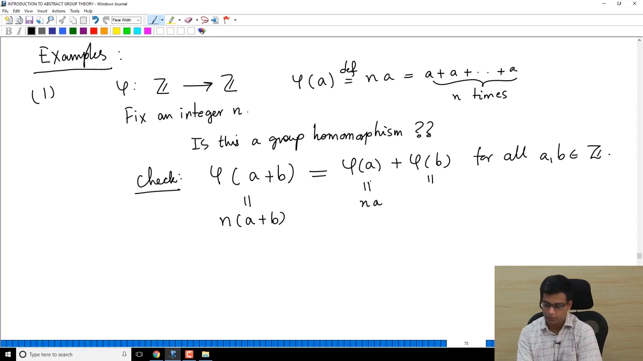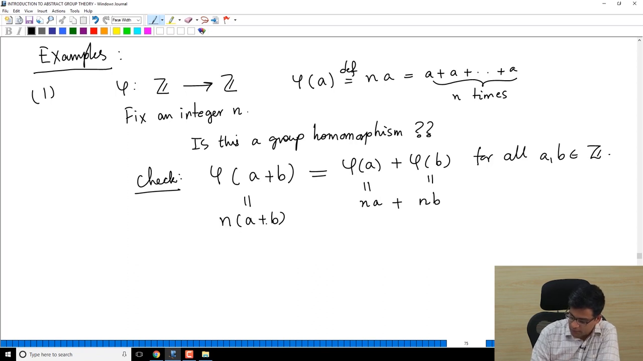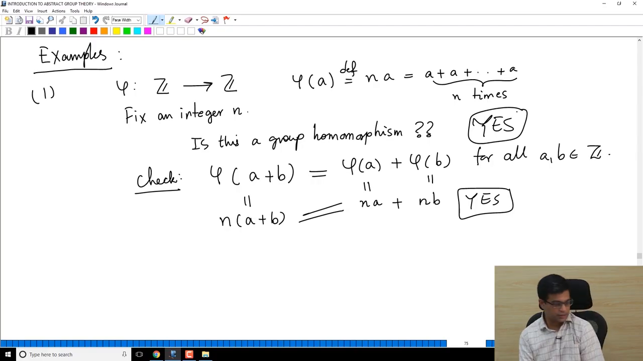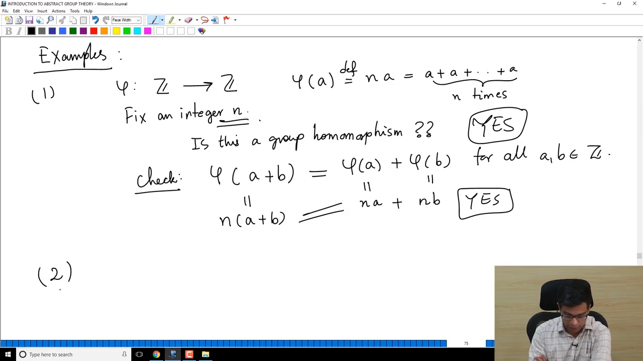Phi of a plus b should be phi of a plus phi of b, and phi of b is nb. So is n times a plus b equal to na plus nb? Yes. So is this a group homomorphism? Yes. Okay, so this is a group homomorphism. This is a good example of a group homomorphism: multiplying by a fixed integer n. Okay, let's look at another example.